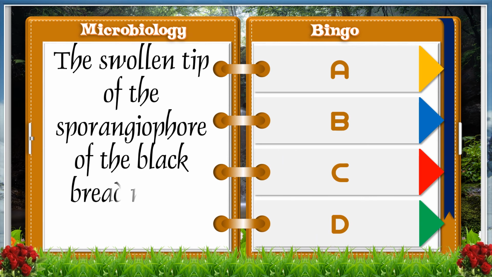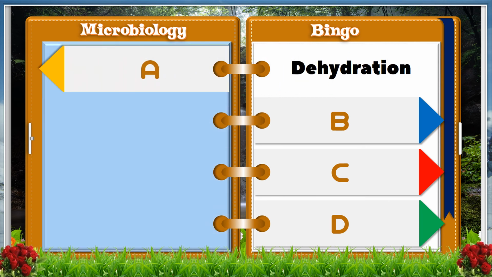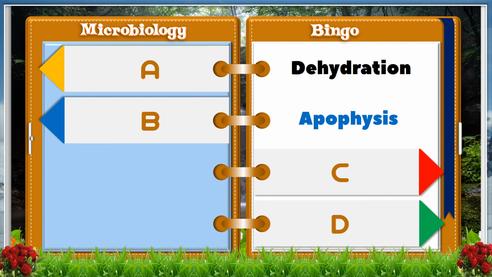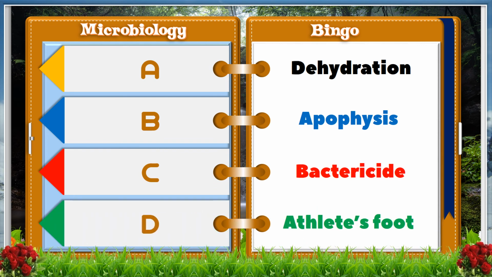The swollen tip of the sporangiophore of the black bread mold, Rhizopus. A. Dehydration. B. Apophysis. C. Bactericide. D. Athlete's foot. And the answer is B. Apophysis.